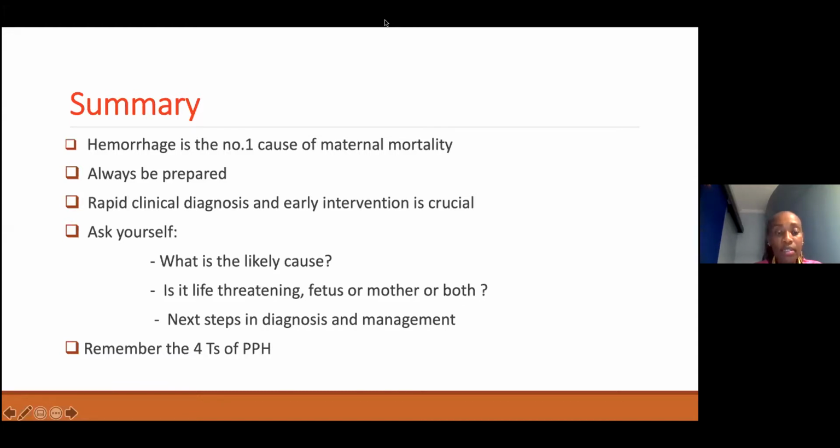Then the other thing is just reminding you that a rapid clinical diagnosis and early intervention is crucial. Always ask yourself, what am I likely to deal with? Is it life-threatening to the fetus, the mother, or both? What should really be my next steps in making this diagnosis more specific, and how should I go about managing? PPH being the most common cause of hemorrhage, you should always remember your 4 Ts, with the top of the list being tone, okay? So that you always address tone as you look for other causes. All right, good. Next.